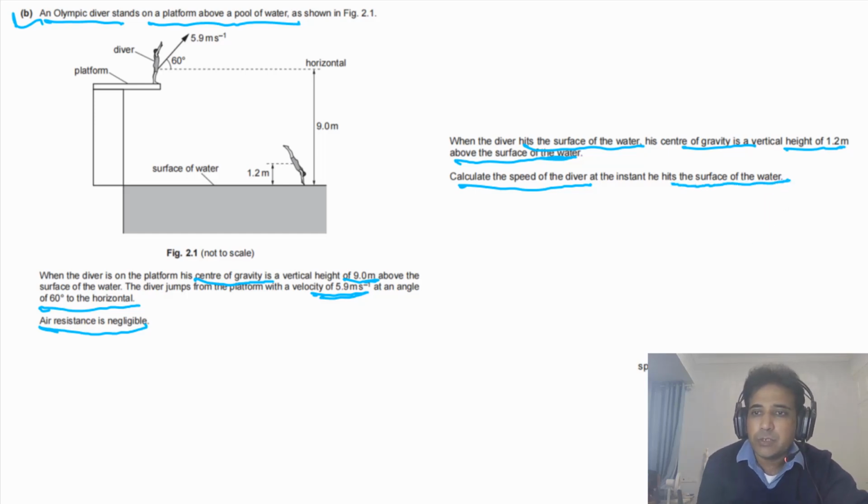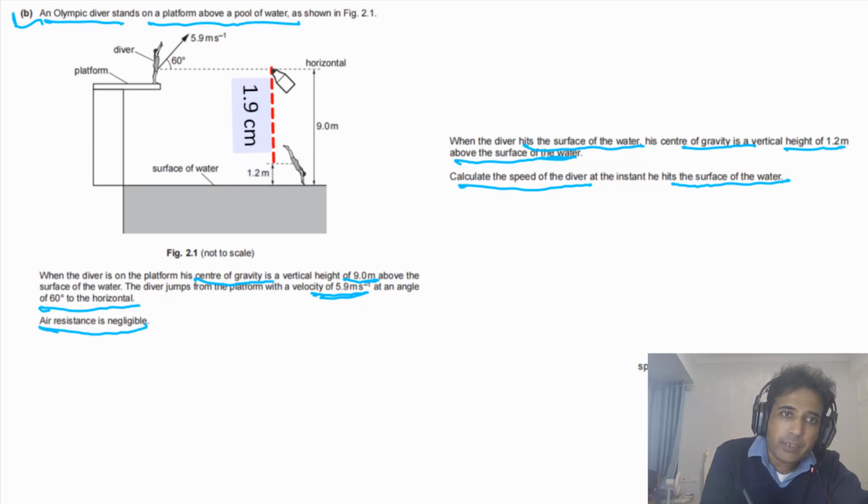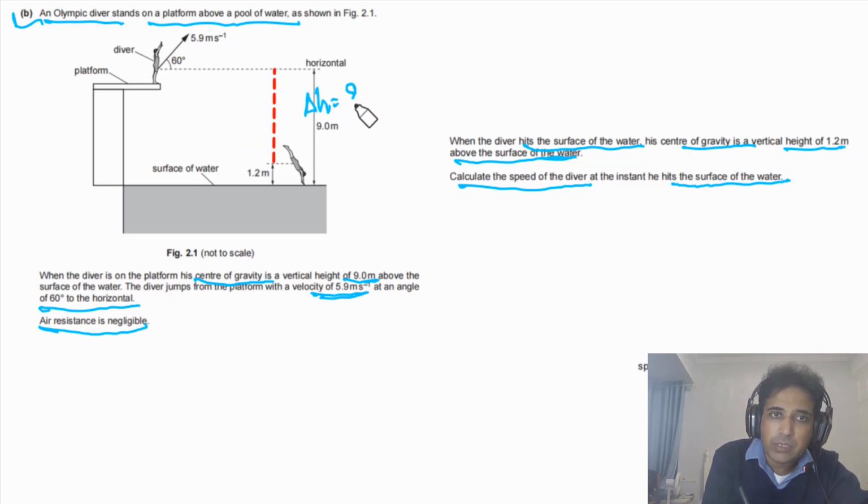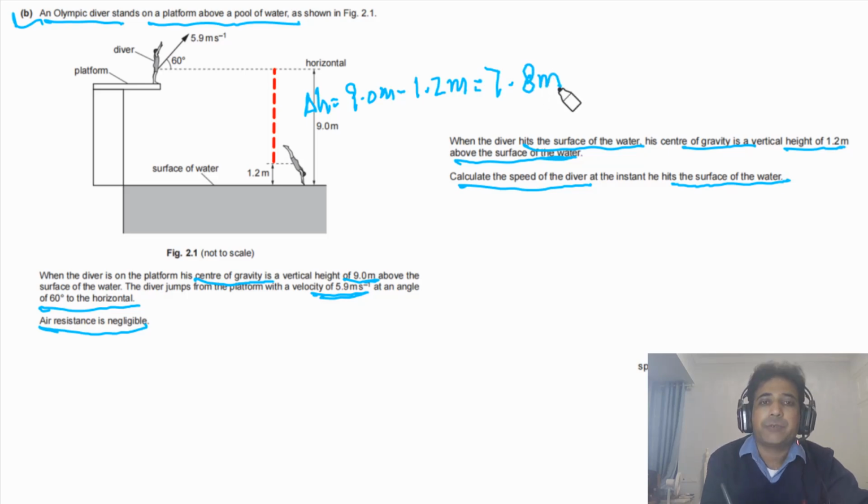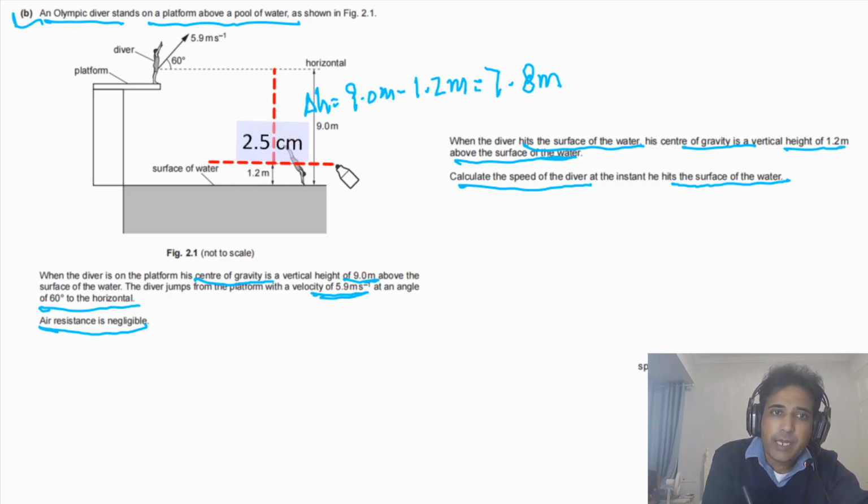So for this one, first thing we need to understand is the center of gravity of the diver. The change in position of the center of gravity of the diver is the difference between, we can simply say delta H, this is equal to 9.0 meters minus 1.2 meters. So the decrease in height of center of gravity is equal to 7.8. We can also define a reference point. So at this position we can define GPE, gravitational potential energy, this is equal to 0.